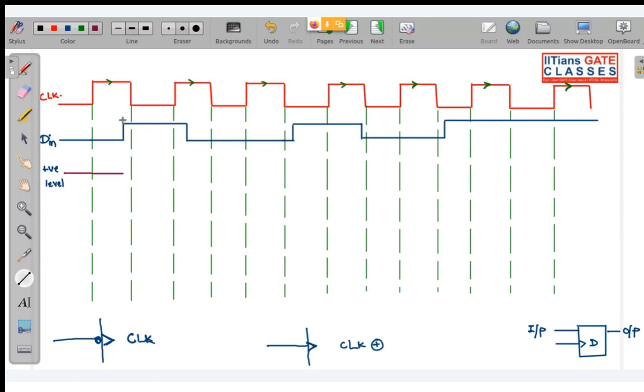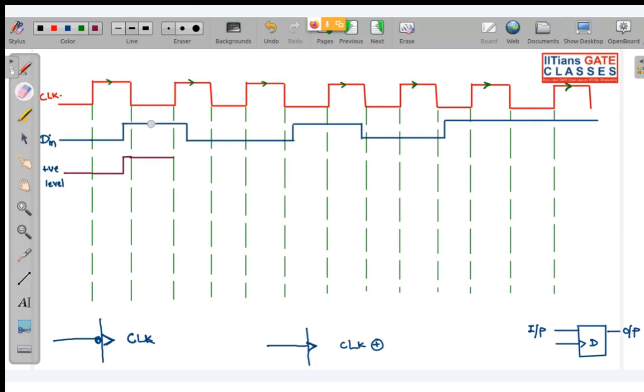So you can see there is a change in input in this positive level. So immediately your output will change. Why? Because this is positive level. And you can see in this positive level, it is staying at 1. So output will be at 1 till the next positive cycle. It is not due to the fact that this input is not changing.